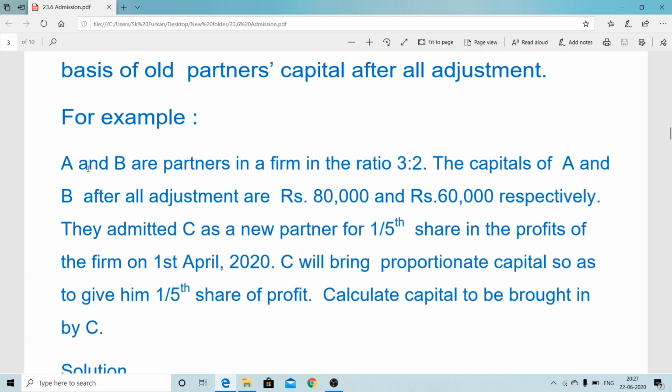Here is the example. A and B are partners in the ratio 3:2. After all adjustments, their capitals are 80,000 of A and 60,000 of B, and C is the incoming partner. C is a new partner for 1/5 share of profit. She will bring proportionate capital so as to give her 1/5 share of profit. Calculate capital to be brought in by C.